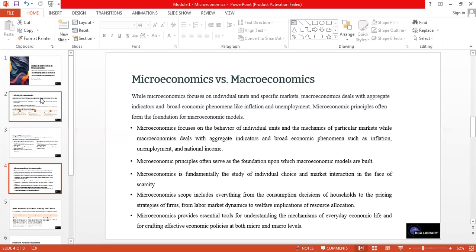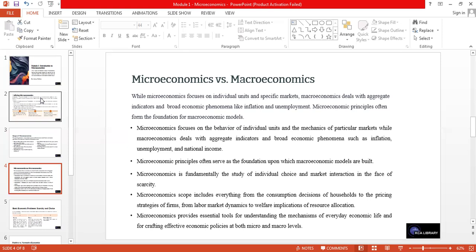So it deals with broad economic phenomena such as inflation, unemployment, and national income. Also, microeconomic principles often serve as the foundation upon which macroeconomic models are built.